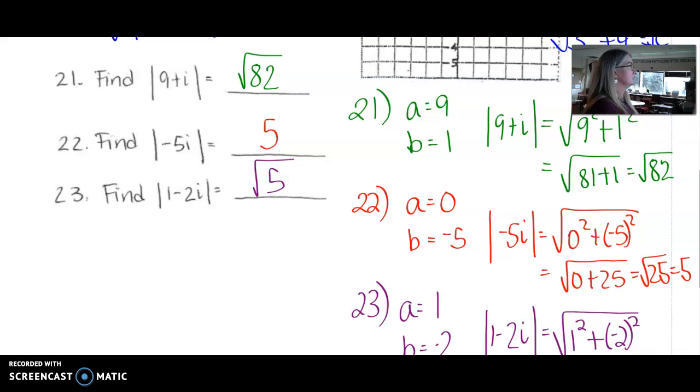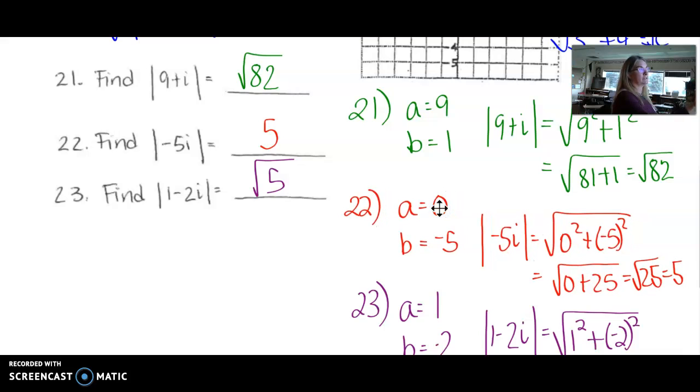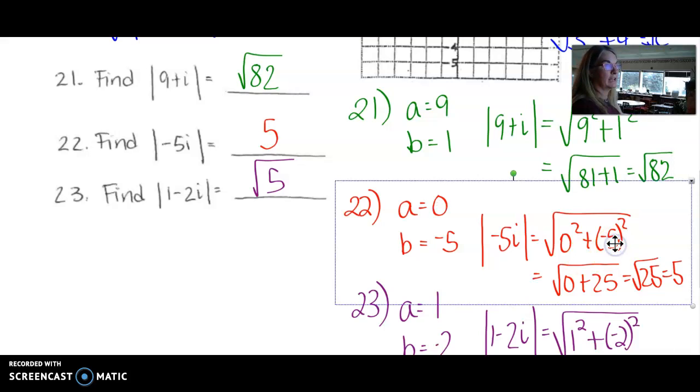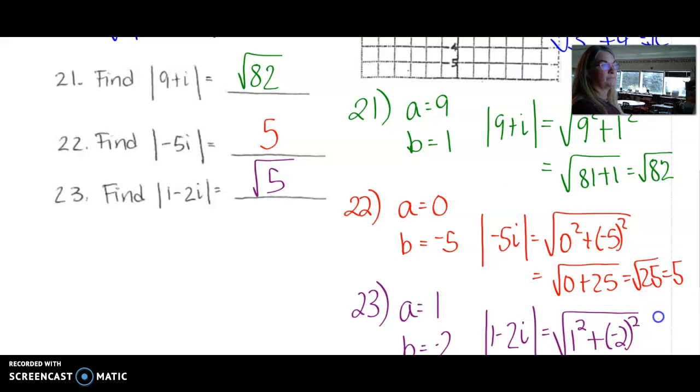For number 22, there's no A value this time, so A must be 0. And so the work is shown here. B is negative 5. When you throw it into the formula, you get 0 squared plus negative 5 squared, which is 0 plus 25, or the square root of 25, which is 5.